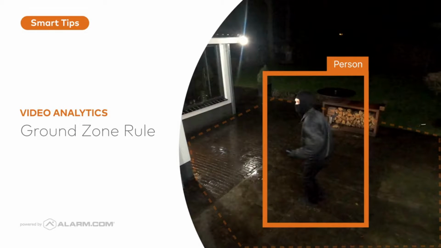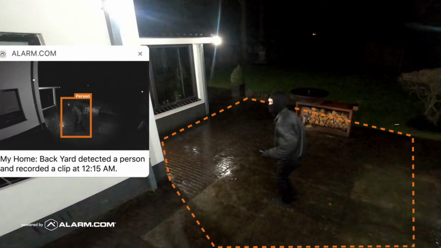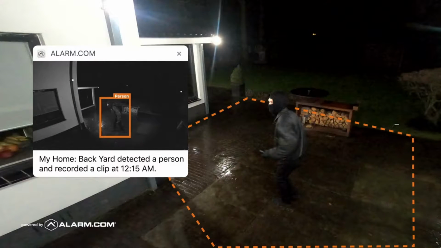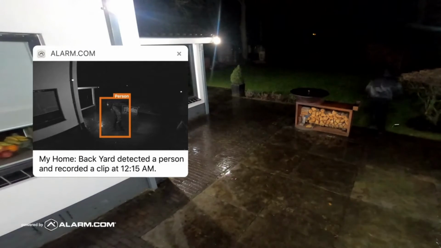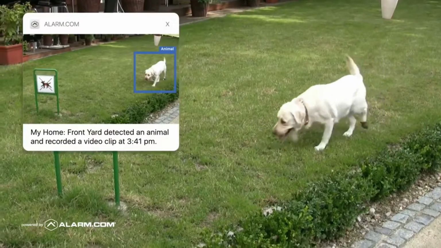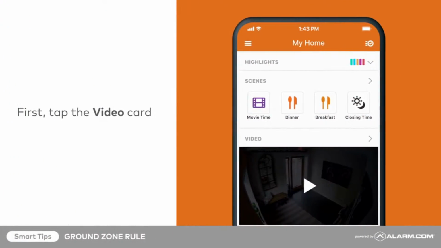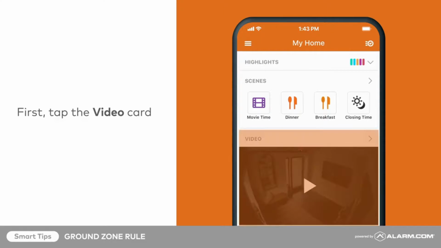Ground zone video analytics rules are best used for capturing loitering in a specified area. For example, a person loitering near your back door or an animal in your front yard. To configure this rule, tap on the video card from your app's home screen.